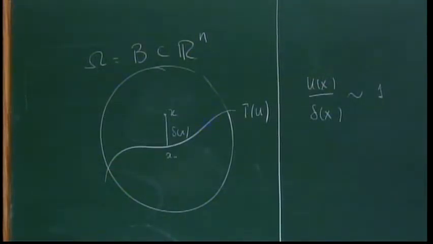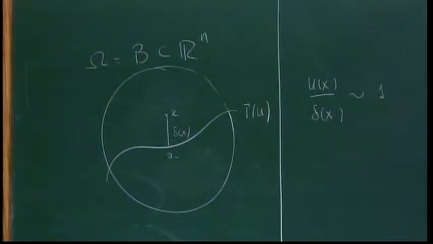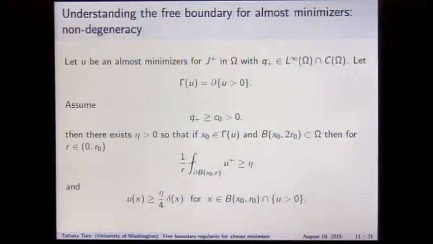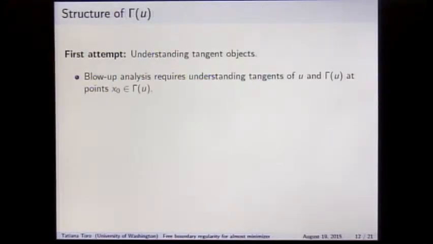And now, if you are from GMT and you want to look at the free boundary, the natural thing to do is a blow-up analysis and try to see what goes on. So let's see what happens. In order to understand the structure of the free boundary, we look at the tangent objects. We blow up the function.